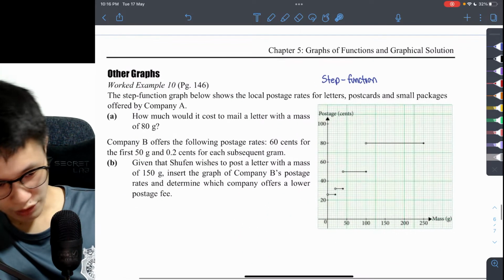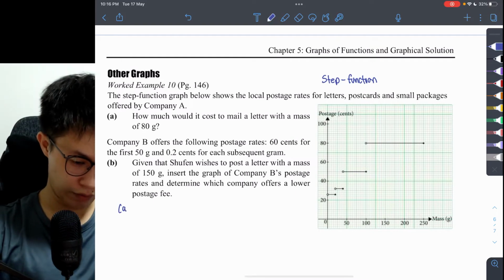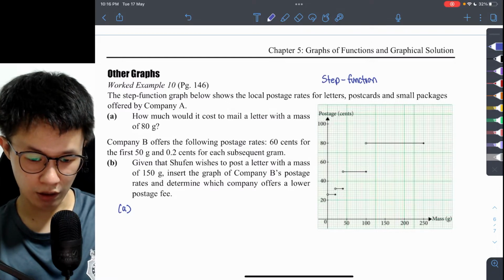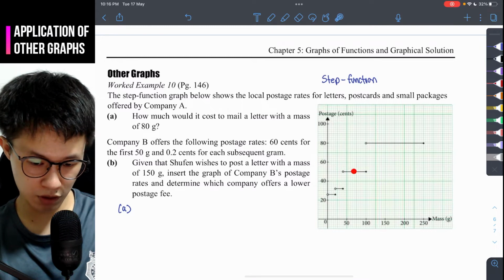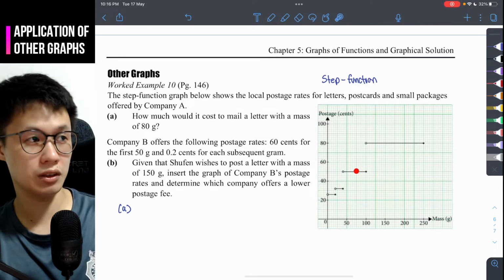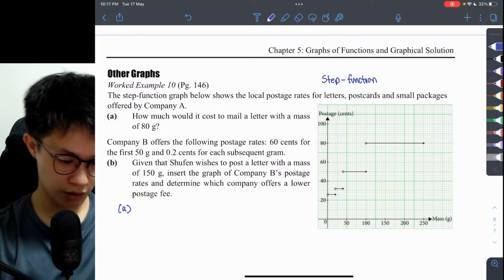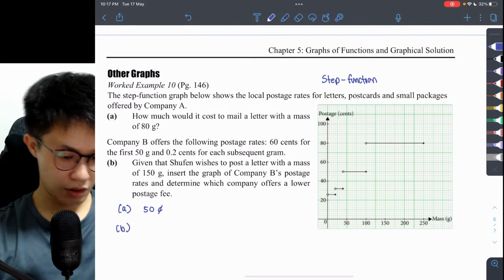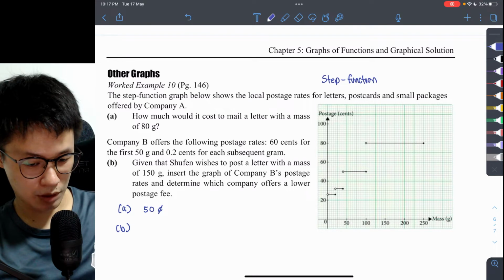Okay, so the first part of the question is how much will it cost to mail a letter with a mass of 80 grams. So if you look at it, 80 grams is actually somewhere here, right? So somewhere in between. You actually don't even need to annotate or anything. You can just say that it will cost 50 cents. Quite straightforward.